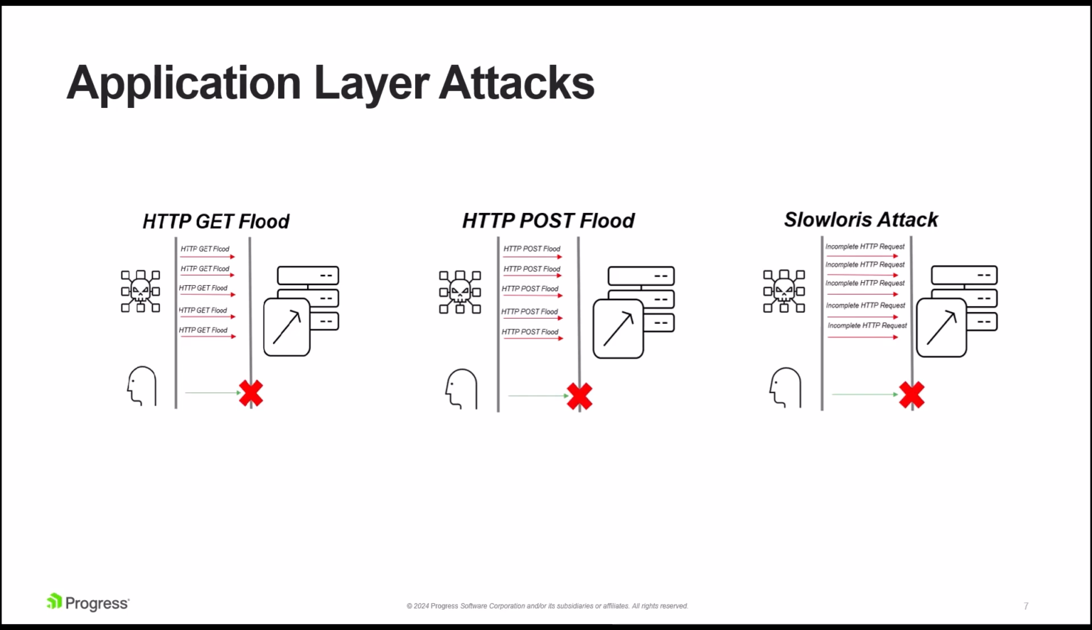Slowloris attack, as an example, is an incomplete HTTP request geared to keeping connections open over a long period of time, and therefore exhausting the overall connections available for legitimate users. Since we're looking at the HTTP traffic on the WAF, we can see these incomplete HTTP requests and drop those connections, therefore allowing connections to be available for legitimate users.